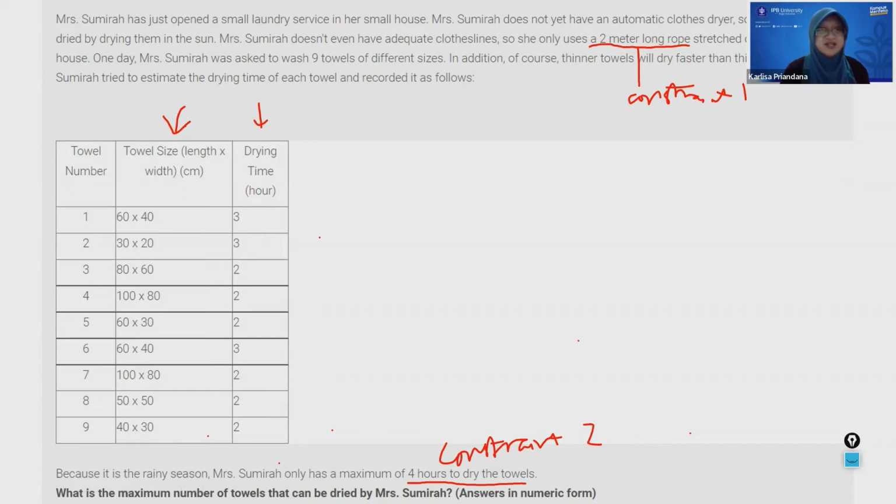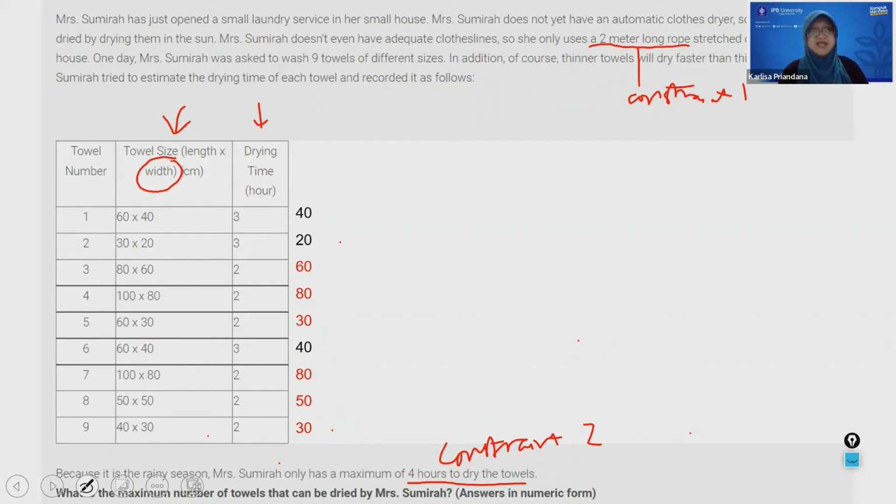Okay, now let's try to solve this problem. First of all, we need to calculate the shortest between length and width. You know that the shortest will be the width. You don't want to use the length to dry the towel because it will consume more rope than the shorter one. So calculate the shorter one. The shorter one will be 40, 20, 60, 80, 30, 40, 80, 50, and 30 for each of the towels, from 1 to 9.